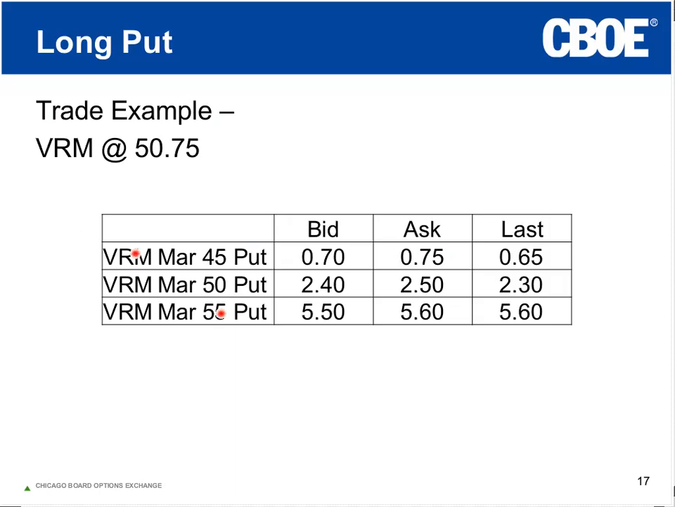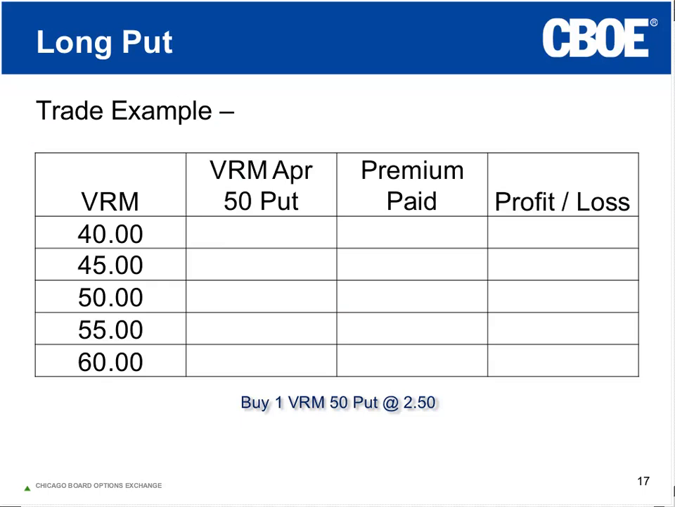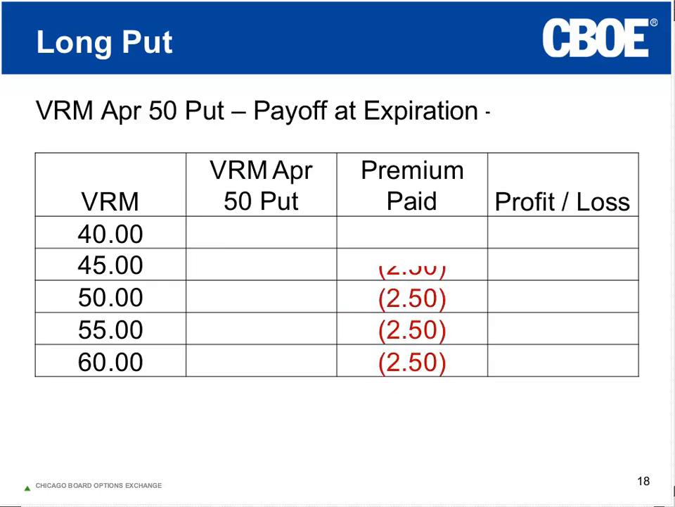Here are our choices. We can take a look at the 45 put, the 50 put, and the 55 put. Remember, our target was 45, and the best use of capital would actually be buying one of those 50 strike puts and paying $2.50 for it. We're going ahead and paying up the offer price, and we're getting filled by buying one of the VRM 50 strike puts at $2.50.